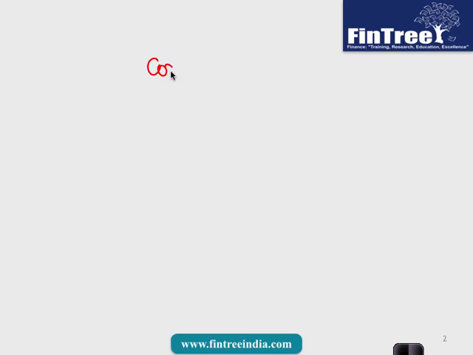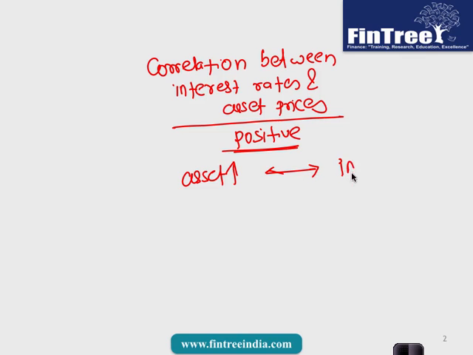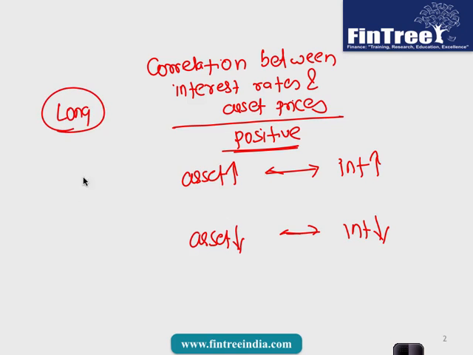The answer lies in the correlation between interest rates and asset prices. So think of an asset where the correlation is positive. If the asset price increases, a positive correlation means interest rate will also increase. And when the asset price decreases, interest rate will also decrease. If you're an investor who wants to take a long position, then you will have a preference for future contracts.